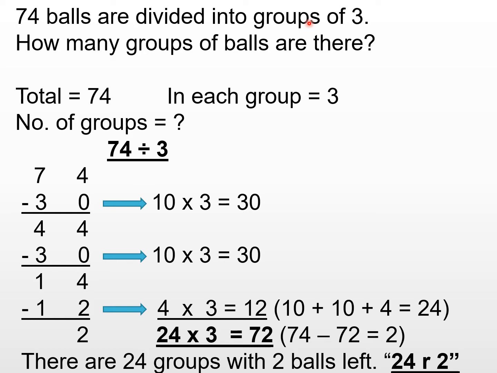Okay, the total number of balls are 74, and in each group we should have 3 balls. So we are actually dividing 74 balls into groups of 3. That means 3 in each group. How many groups of balls are there? If I divide this total amount of balls into groups such that every single group has 3 balls, how many groups would I form? In order to find this, we will divide 74 by 3. Okay, 74. What is 74 divided by 3?